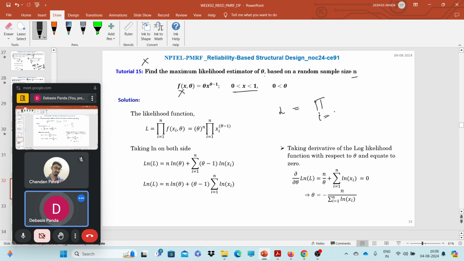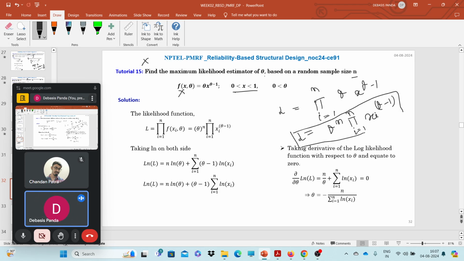So what will be the likelihood function for this? It is nothing but the pi operator from 1 to n of theta x to the power theta minus 1. If you simplify it, what will we get? Theta to the power n, here the pi operator will remain, 1 to n, and xi to the power theta minus 1. So that was your likelihood function based on your samples, right?